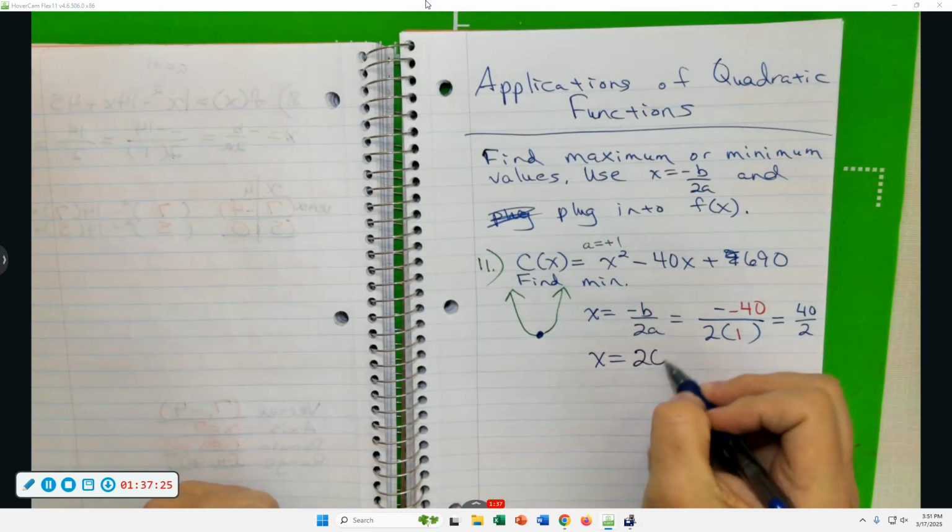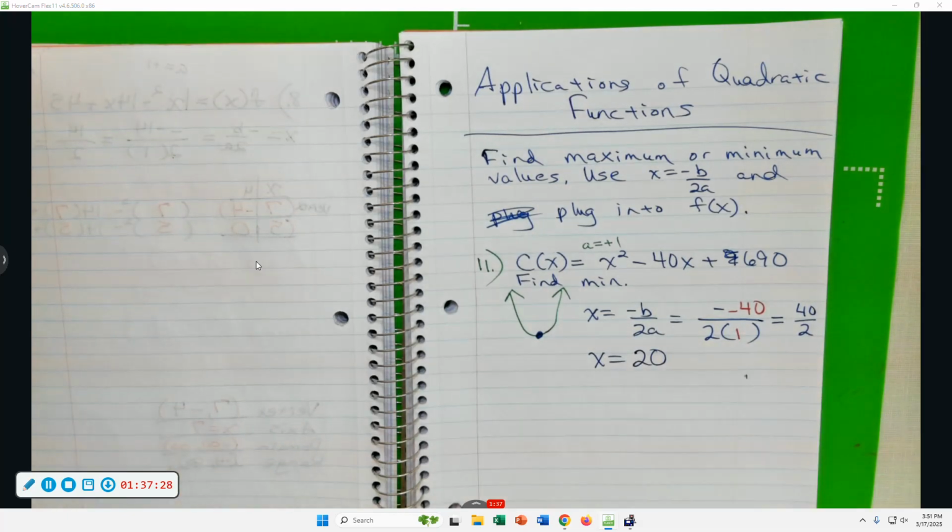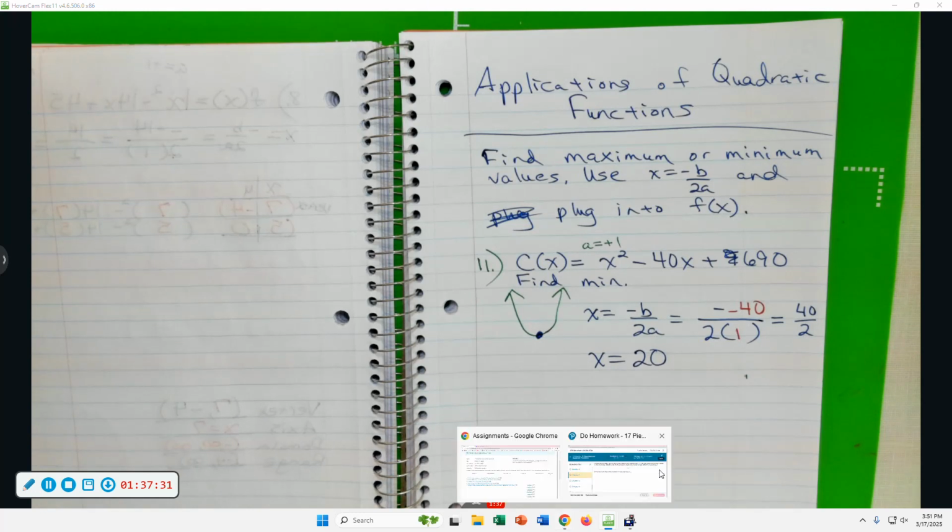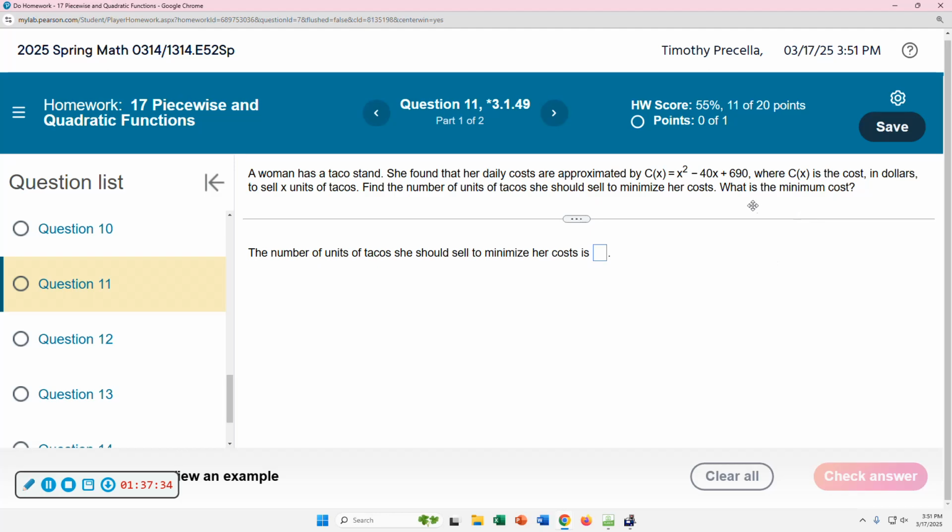20. Is that saying that her cost is $20? Look at how they worded this problem. Is x 20? What is x representing? Oh, okay. The x is the number of units of tacos. That's saying that if she wants to minimize her costs, she needs to sell 20 units of tacos. Surely a unit has to be more than just one. I'd hate the thought of her just selling 20 tacos in a whole day. But x is 20. If she wants to minimize her cost, she needs to sell 20 units.